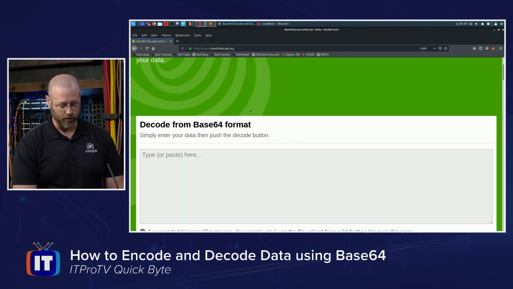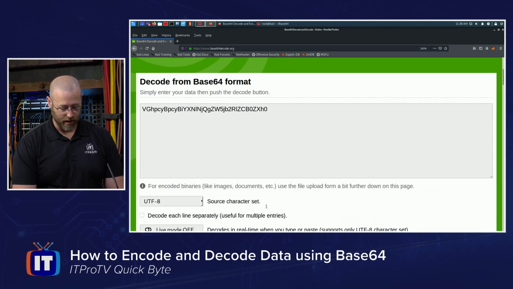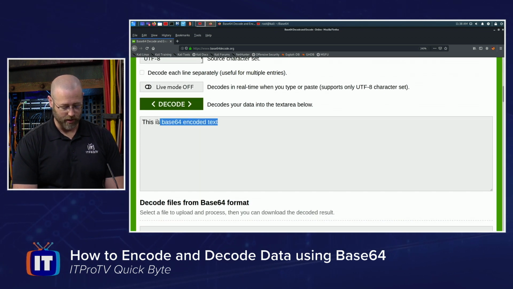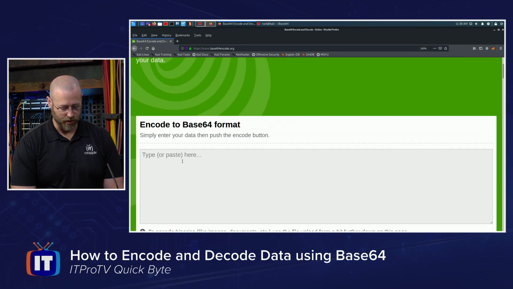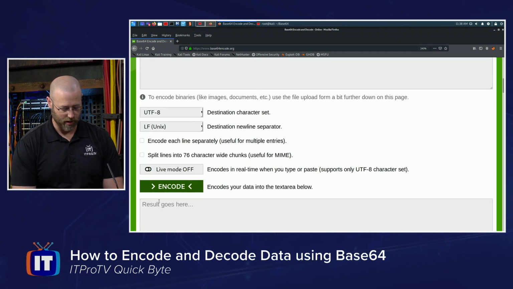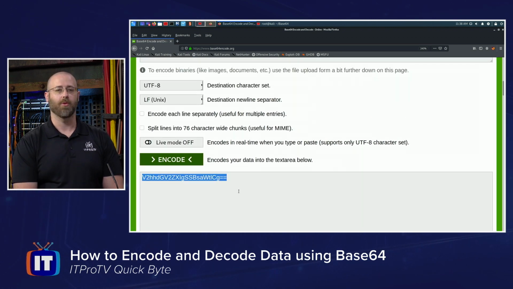So let's decode some. If I paste in a Base64 encoded string, like I have here, hit the decode button, scroll back down, you can see this is the Base64 encoded text that has now been decoded. While the other way around, pretty simple, hit the encode, and you can just type whatever you like, hit the encode button down here, and you'll see now I have a Base64 encoded string. So that's a pretty simple way for you to encode and or decode regardless of your platform.